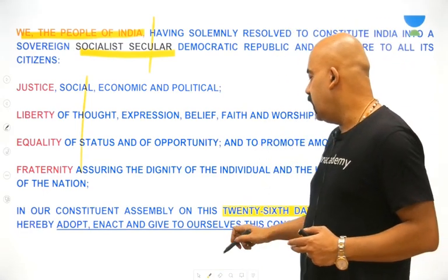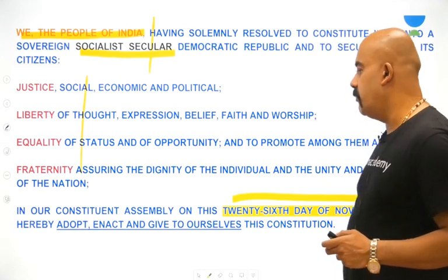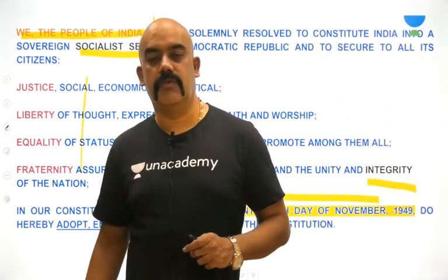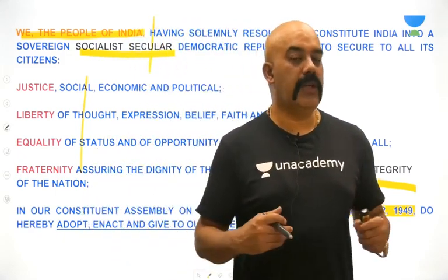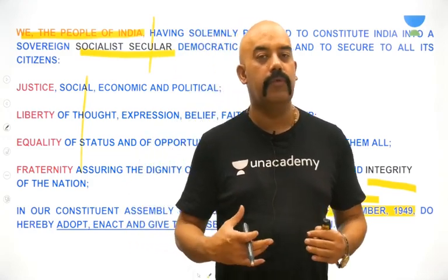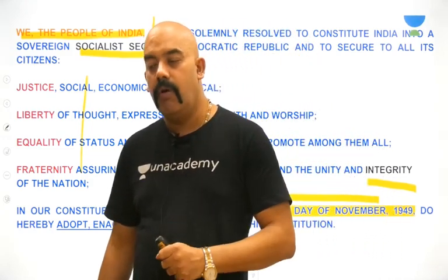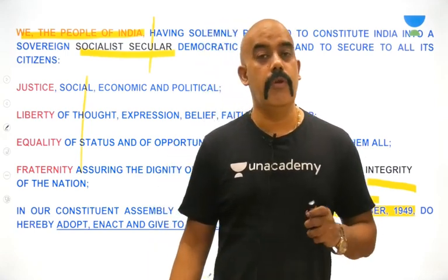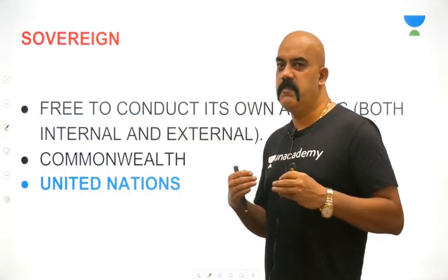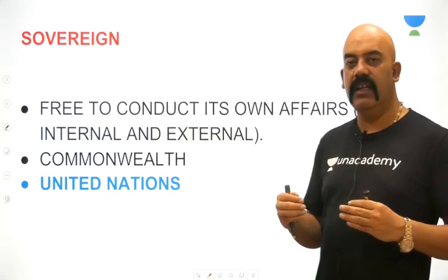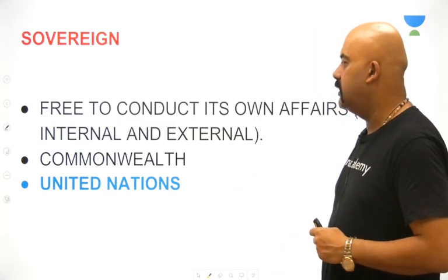And finally, the date of adoption, that is the 26th day of November 1949, do hereby adopt, enact, and give to ourselves this constitution. So you must be noticing one word coming again and again. It is we, our, and so on. The idea here is we are no longer a dominion, we are no longer under the Britishers, we are no longer under any foreign rule. This is the spirit, in the language of the preamble. This is coming again and again.